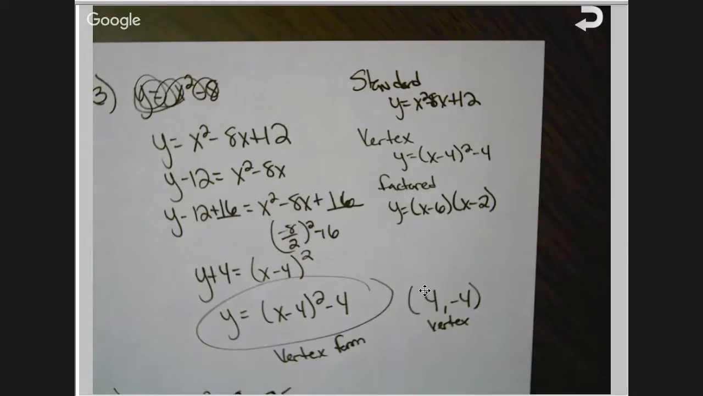You can multiply out the factored form, get standard form, and then obviously you can complete the square to get vertex form. Vertex form, you can multiply it out and then subtract the 4 to get to standard form, and then actually factor it to get to factored form. So it always works.